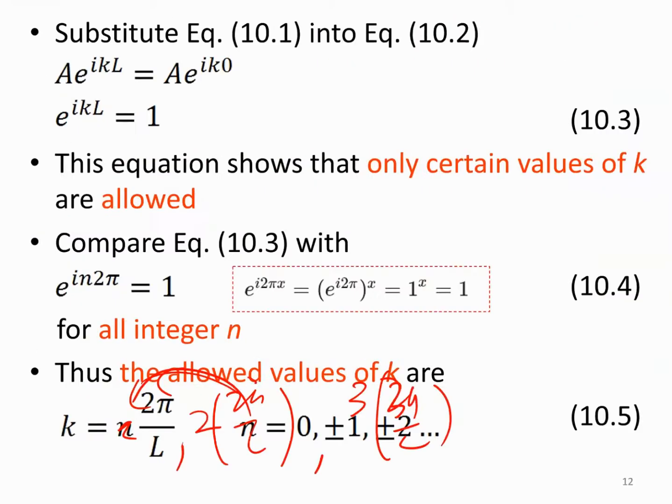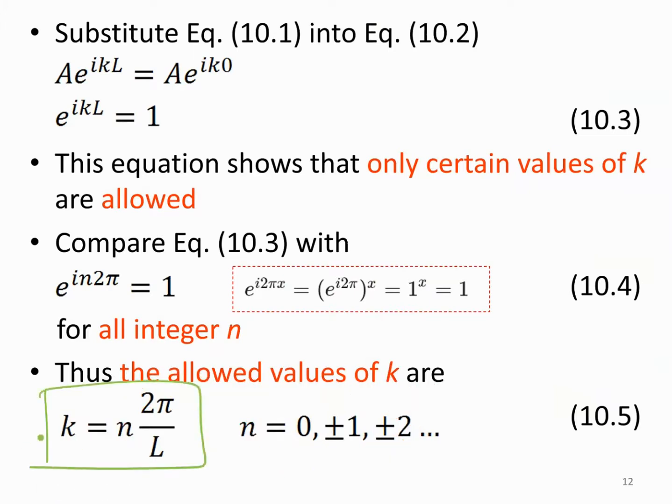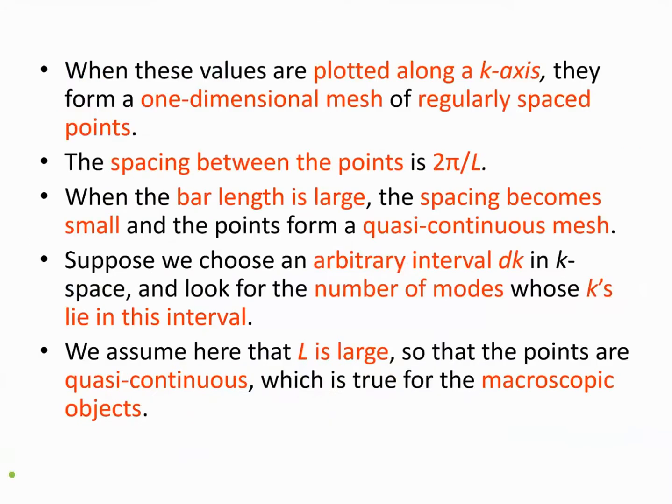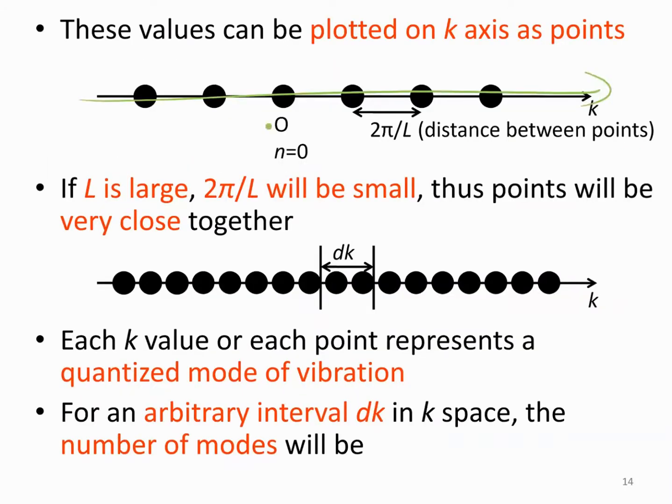So just now remember we have k equal to n2π over L, where n equals 0, 1, 2, 3, 4 up to infinity. So we plot this on the k axis. When n equals 0, we get 0. When n equals 1, we get 2π over L. When n equals 2, we get 2 times 2π over L. When n equals 3, 3 times 2π over L, and so forth and so on.